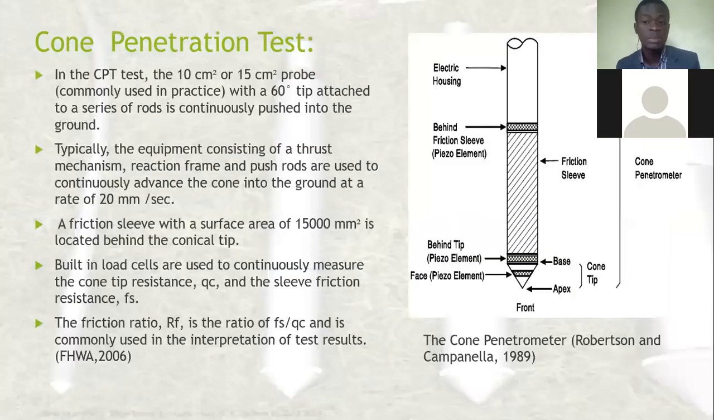The cone penetration test, which is the CPT, involves the use of a 10 centimeter squared or 15 centimeter squared probe, which is pushed into the ground at a rate of 20 millimeters per second. It has a friction sleeve of 15,000 millimeter squared surface area and built-in load cells that are used continuously to measure the tip resistance, that is the qc, and the friction resistance, fs. The friction ratio, which is the ratio of fs over qc, the side friction over the cone resistance, is commonly used in the interpretation of results. Here we see the diagram of a cone penetrometer.